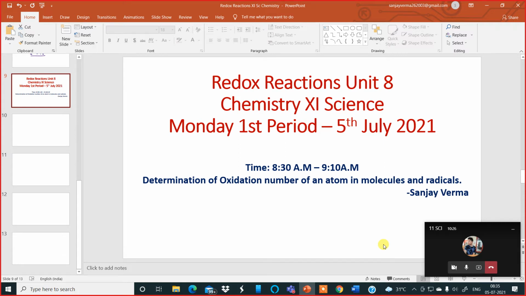We continue with the chapter Redox Reactions, Unit 8. Today is Monday, 1st period, 5th July 2021. Today I am going to teach you and make you understand the determination of oxidation number of an atom in molecules and radicals, in molecules as well as in radicals.